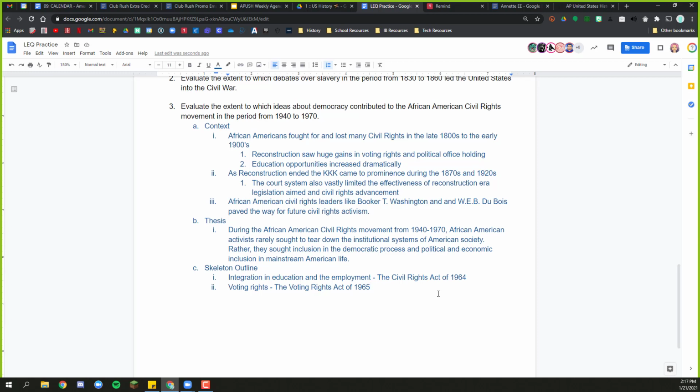They're trying to get the same opportunities that white people have already, like good education and good job opportunities, and the ability to stay in a hotel. And then the other part of my paper is going to be voting rights.